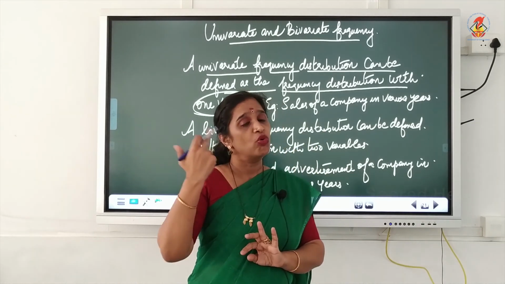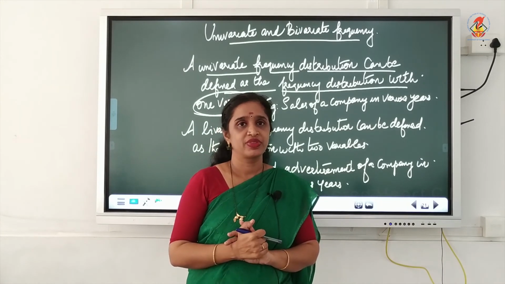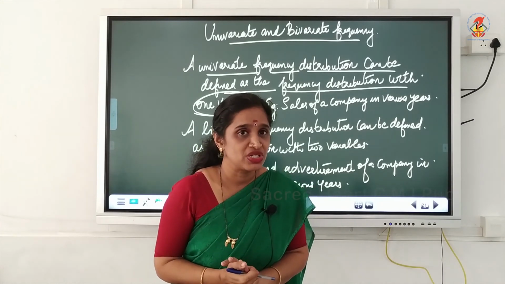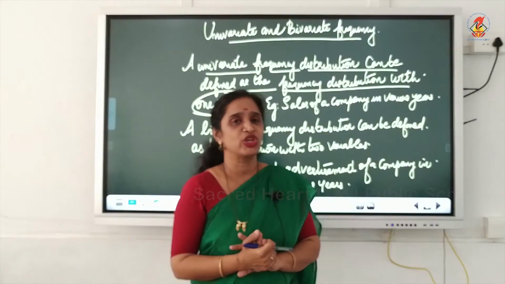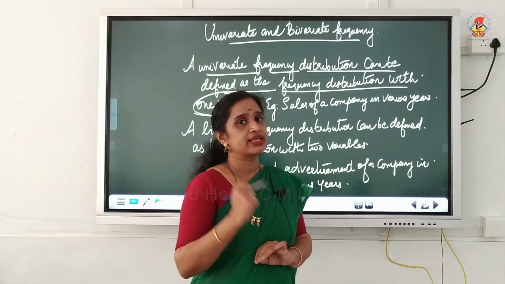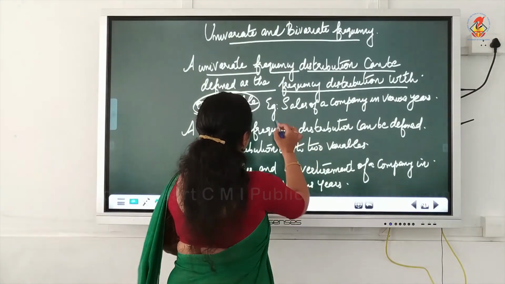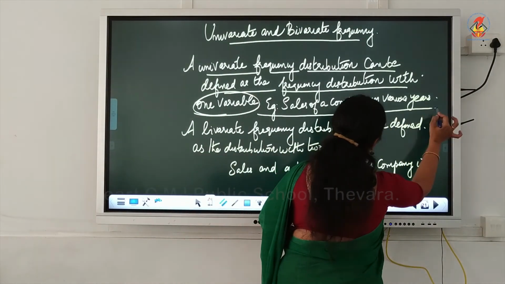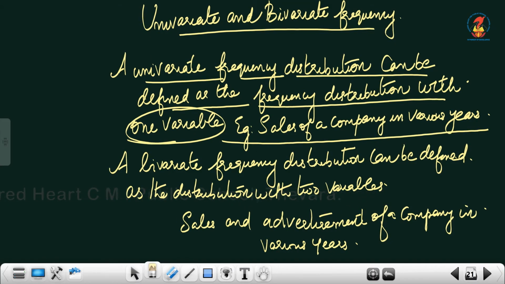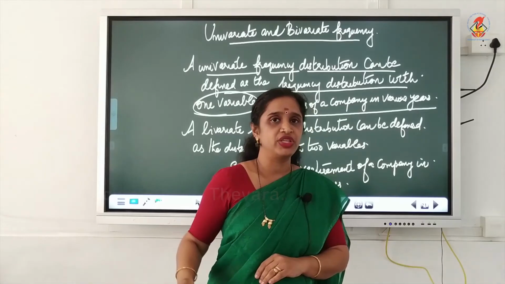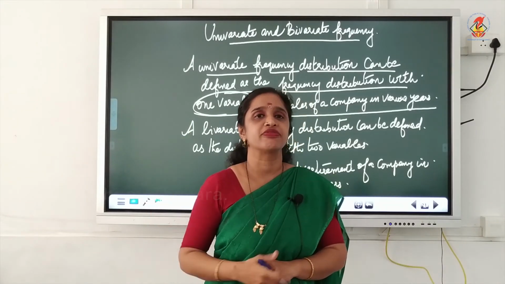But if there are more than one variables, that kind of a frequency distribution is known as bivariate frequency distribution. Let us see the example to understand. Example here is sales of a company in various years. Year will be given and on the basis of the years we can depict the sales of a company.